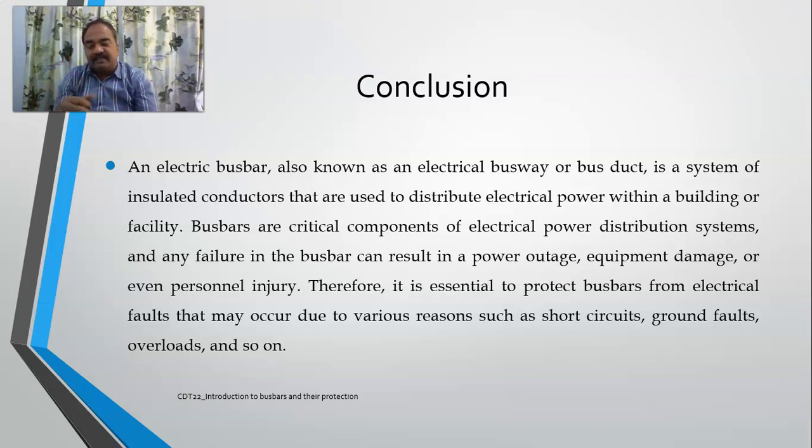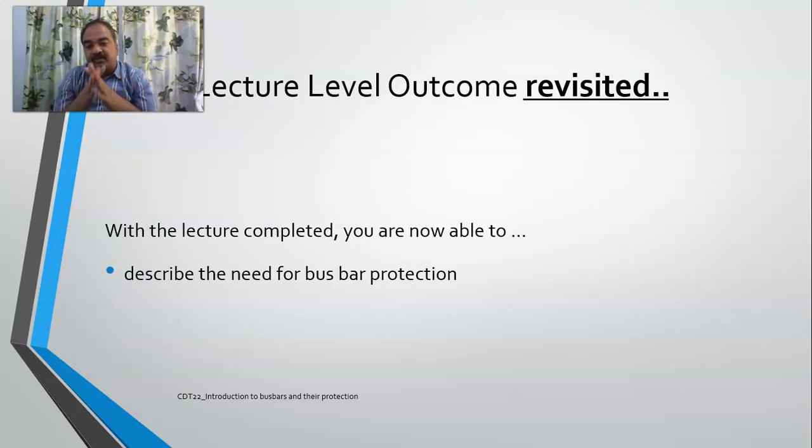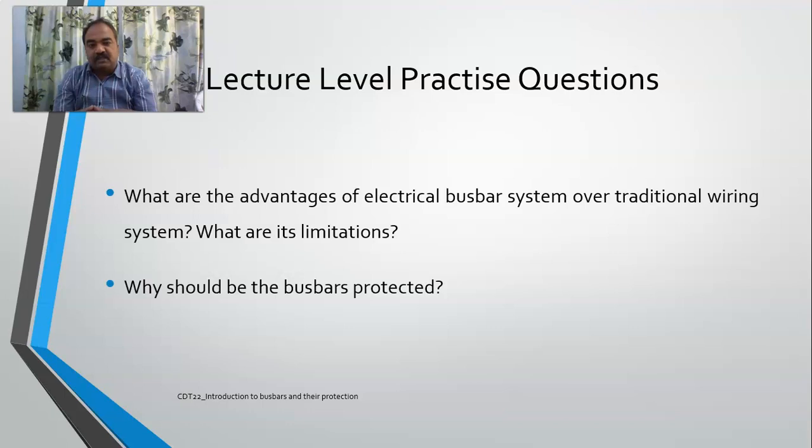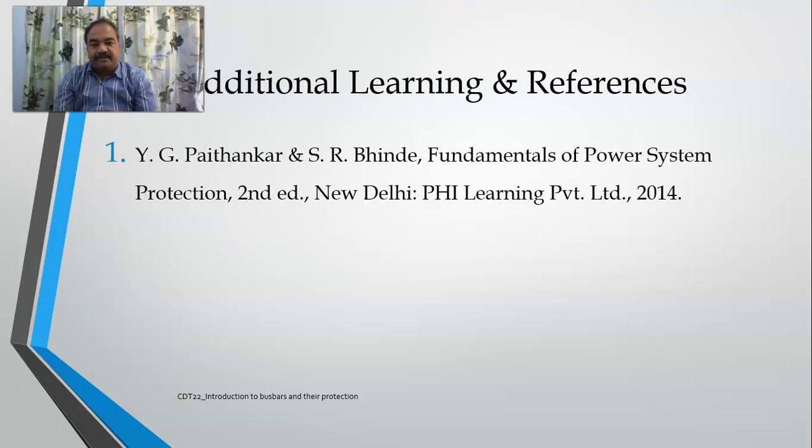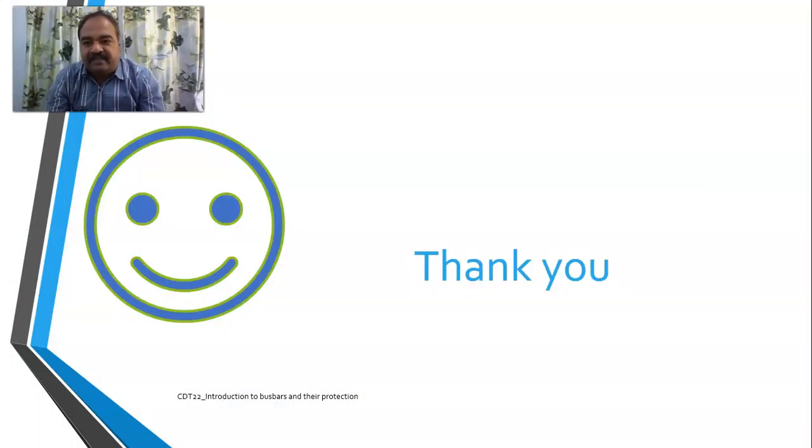We have also seen how faults are created on busbars, the reasons for faults. I hope you are now able to describe the need for busbar protection, why protection must be provided for such an important component. These are the questions: What are the advantages of the electrical busbar system over the traditional wiring system, and what are its limitations? And why should busbars be protected? Go through the textbook. We'll discuss this topic in detail in the class. Thank you.